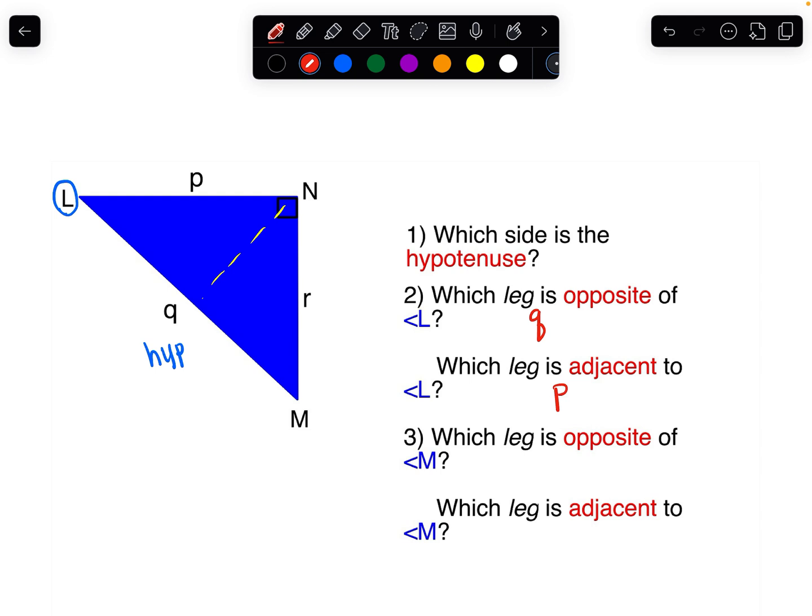Which leg is opposite of M? So if I look at M and go across the triangle, side P is opposite of M, but adjacent to L. And then it says which leg is adjacent to M? Well, M is made up of Q and R, but Q is already our hypotenuse, which means R has to be the leg adjacent to M.